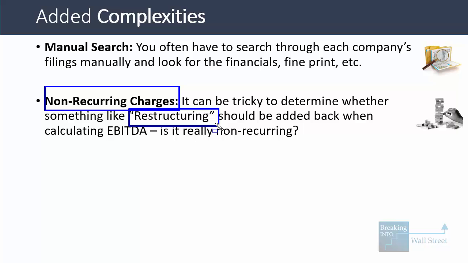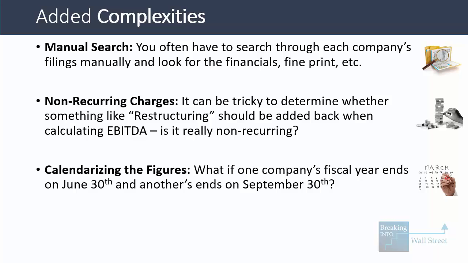Because the question is: is it really non-recurring, or is it actually just a normal item that the company chooses to label non-recurring, but which is actually more of a normal business activity for them? And then finally, you often have to calendarize the figures. If one company's fiscal year ends on June 30th and another's ends on September 30th, you can't really compare those figures directly. You have to make sure both companies have years ending on the same date.